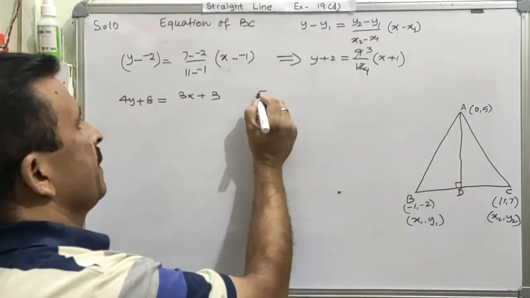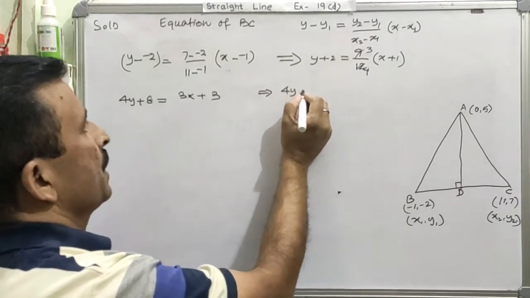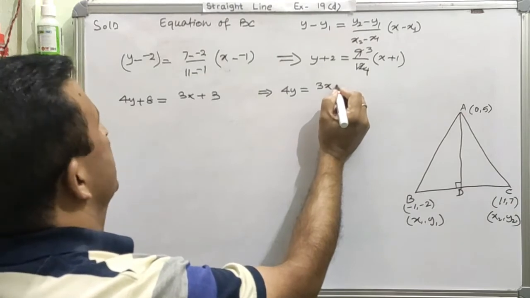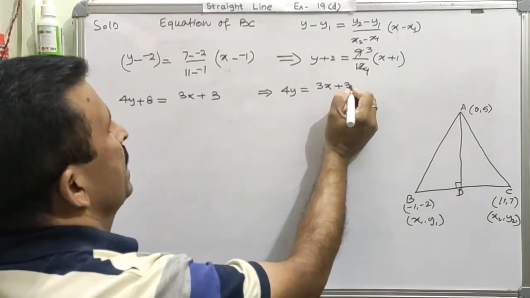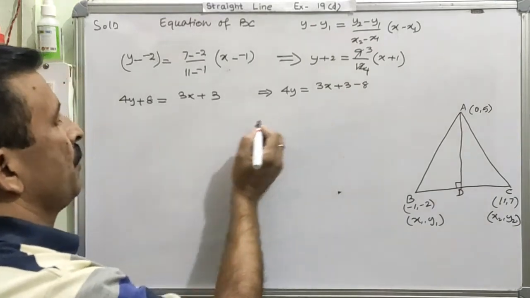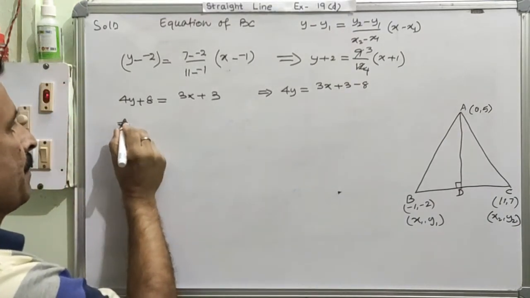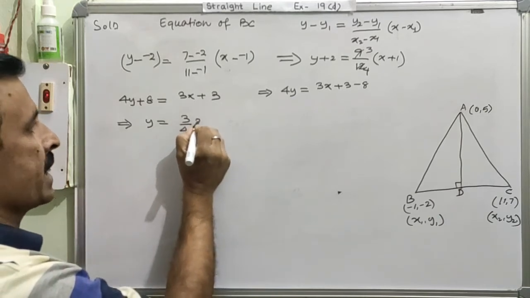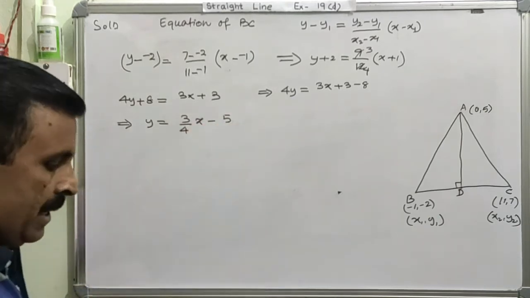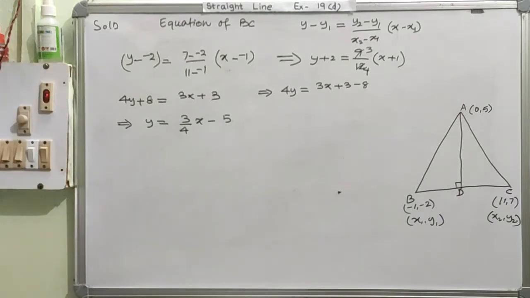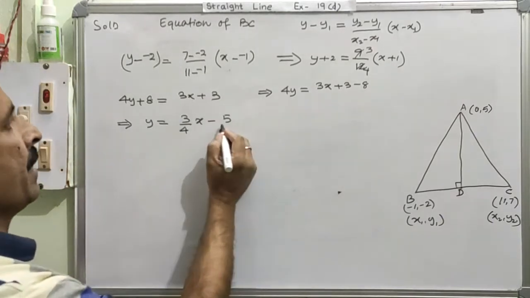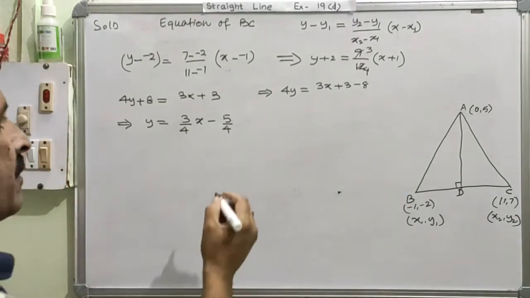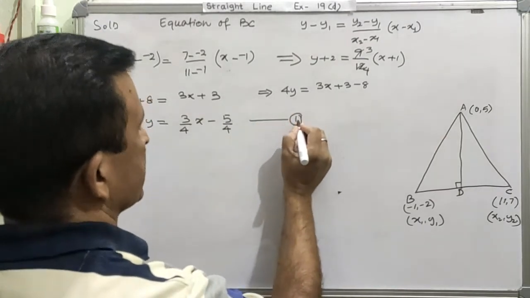Therefore, I will write this equation in the slope and y-intercept form. So this will be 4y is equal to 3x plus 3 minus 8, and then 4 will go right side. This implies your y is equal to 3 over 4 x minus 5 over 4. So this is your equation. Is this very clear? So this we will name as equation number 1, and this is the answer of your first part.